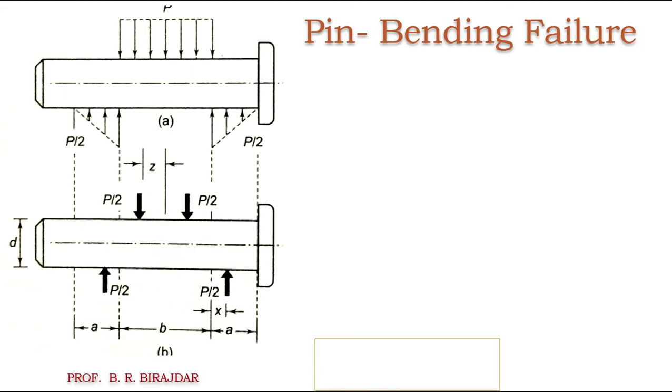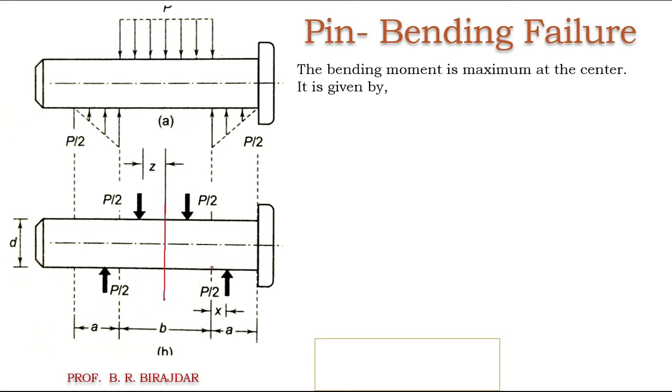Now we can take the bending moment here at the center. There are two forces. This is P by 2 in the upward direction, and this is P by 2 in the downward direction. Now this P by 2 is rotating in the clockwise direction. The distance we have to take when taking moment is B by 2 plus X. So P by 2 into B by 2 plus X is the moment in the clockwise direction. Then the second force is rotating in the anti-clockwise direction, so I will take minus P by 2 into Z.